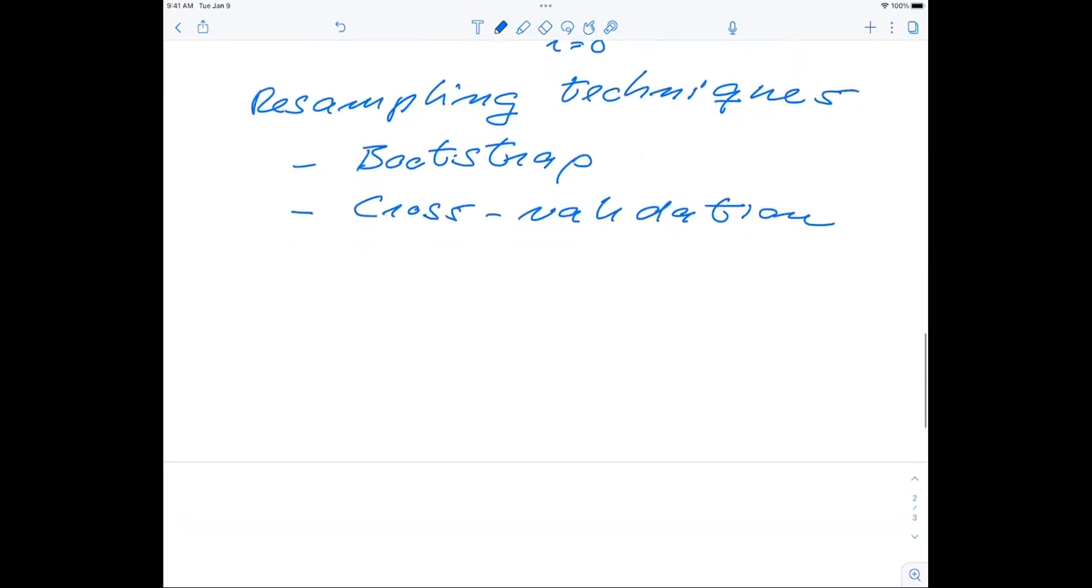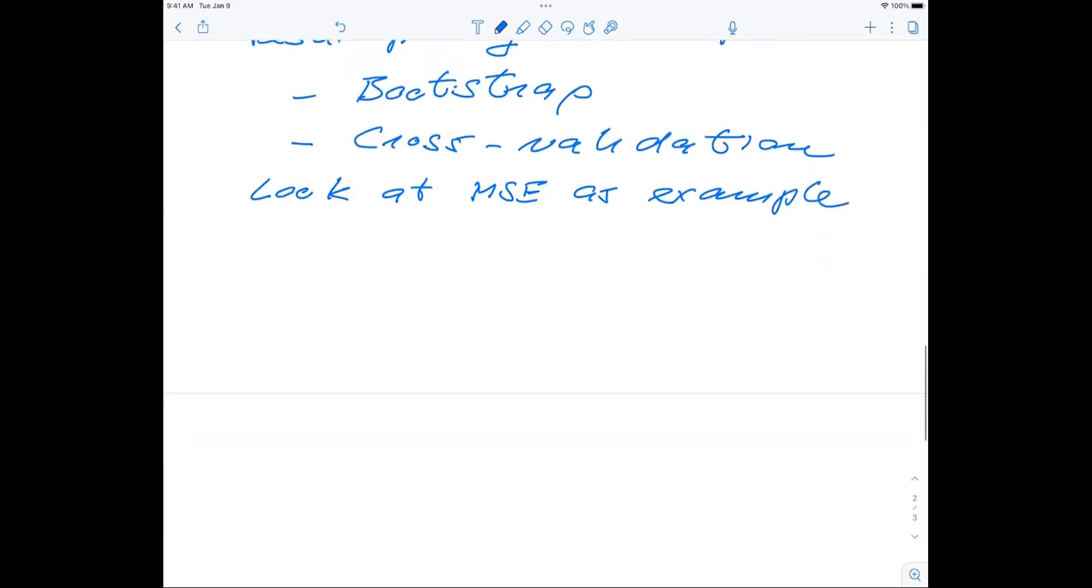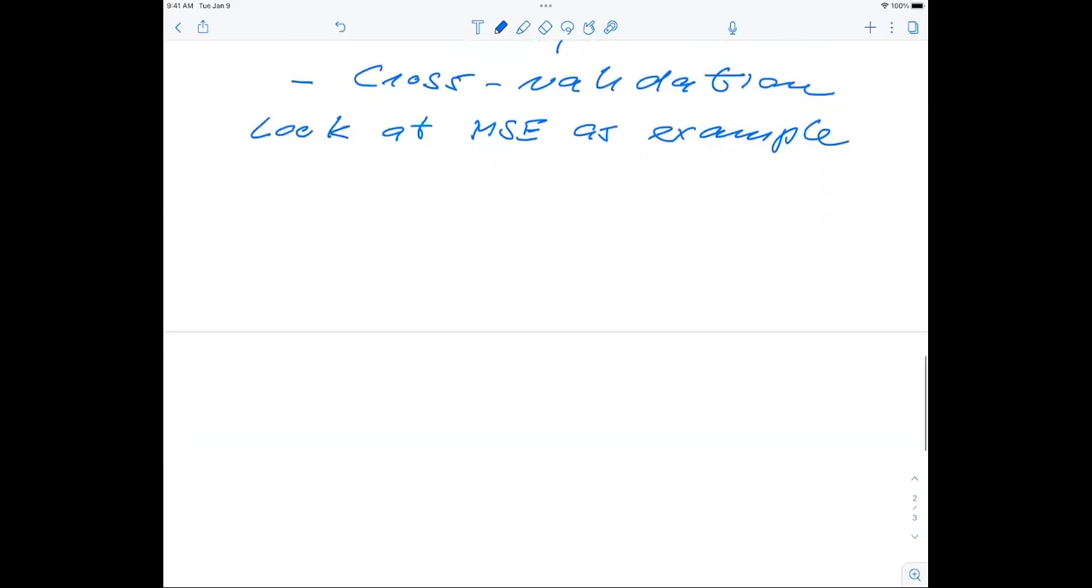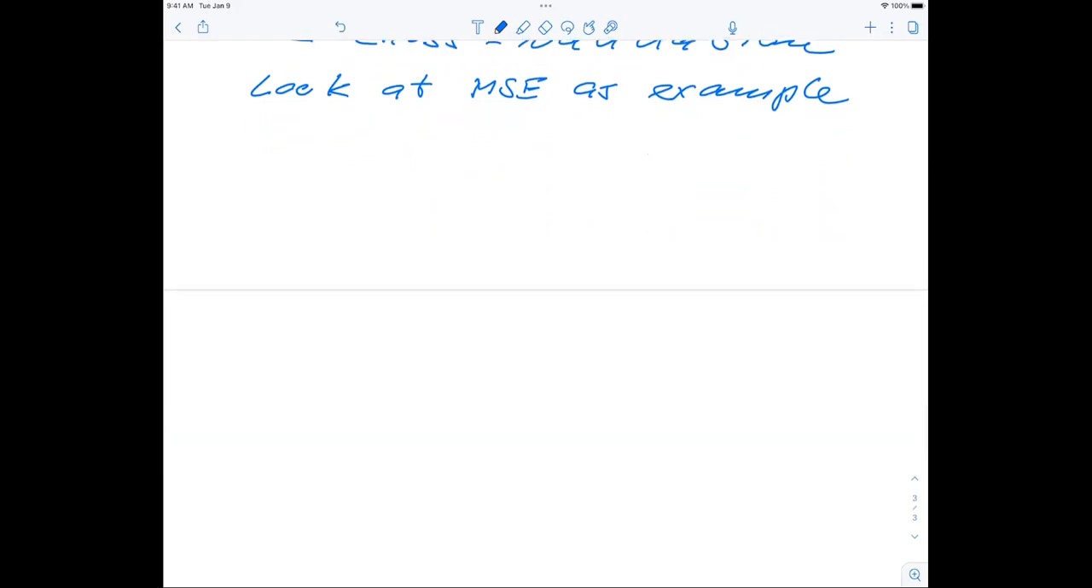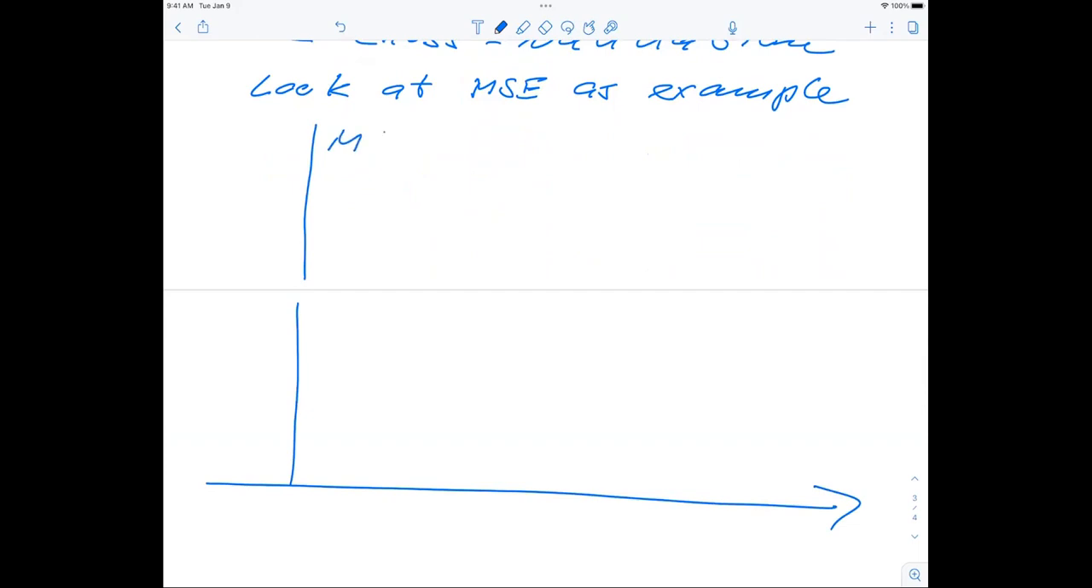But if you now think of the calculation of the mean squared error, let's look at the MSE as an example. One of the things we end up with is to calculate the mean squared error for the test data and the train data. So a typical plot which we will make looks like this. We're going to calculate the mean squared error as a function of the model complexity.